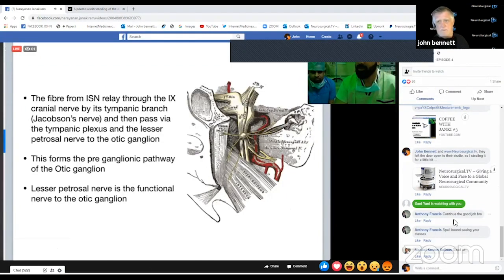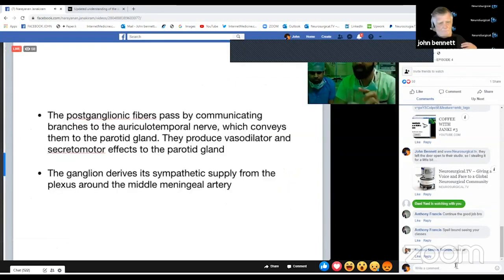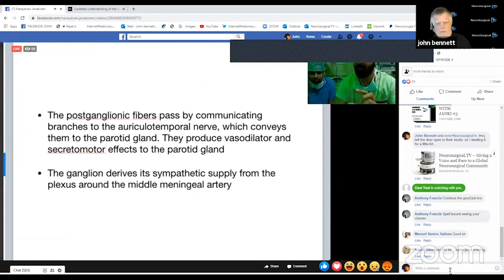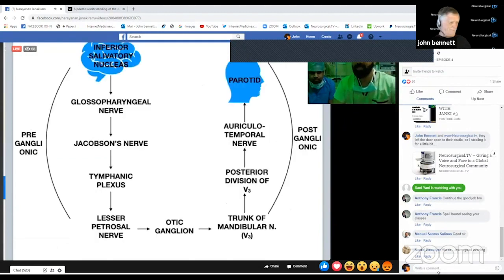So we will pictorially represent it. The lesser superficial petrosal nerve is a sympathetic supply from the plexus around the middle meningeal artery. Now let us see this. You can actually take a screenshot of this slide, the most important slide of the otic ganglion. Number one, inferior salivatory nucleus, otic ganglion.